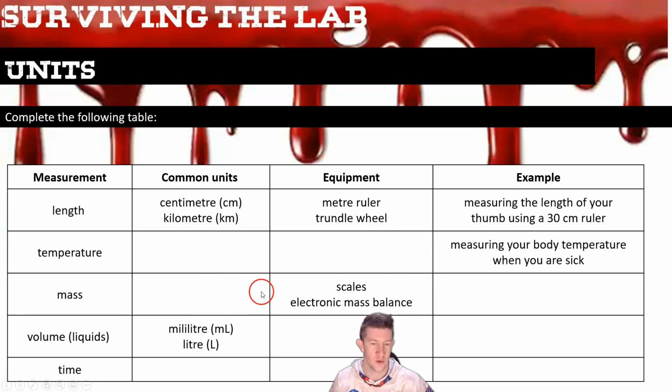Mass, common unit would be grams and kilograms. Scales, electronic mass balance is already given. An example might be calculating the mass of a person or measuring out butter for a recipe.